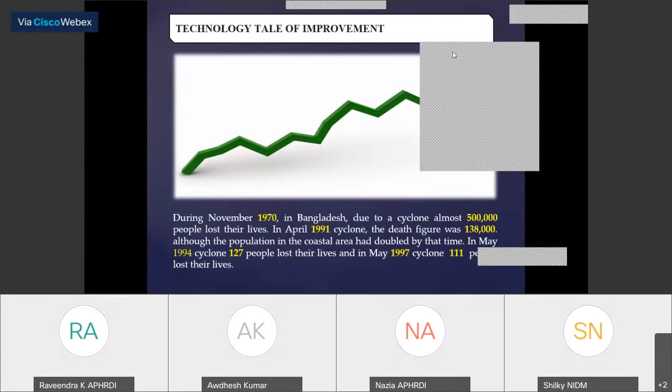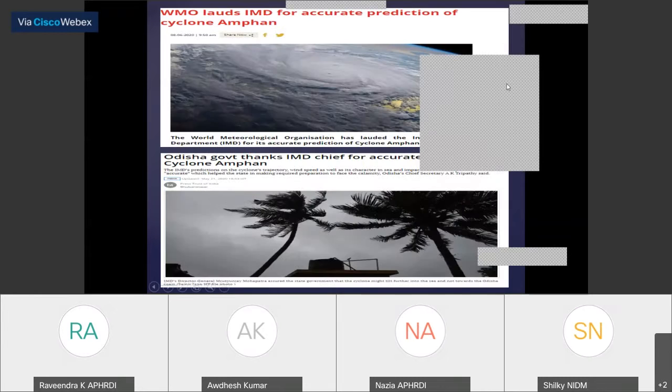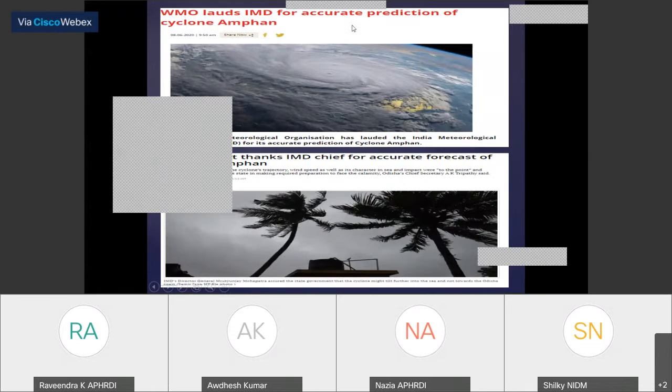But in 1991, with the interventions of technology and science in predicting cyclones, the number reduced to 1,38,000. And then in 1994 it became 127, and in 1997 111. And recently, for Amphan cyclone, the Indian Meteorological Department earned praise from the World Meteorological Organization. The World Meteorological Organization lauds IMD for accurate prediction of cyclone Amphan. It was an excellent example of technological advancement in DRR.